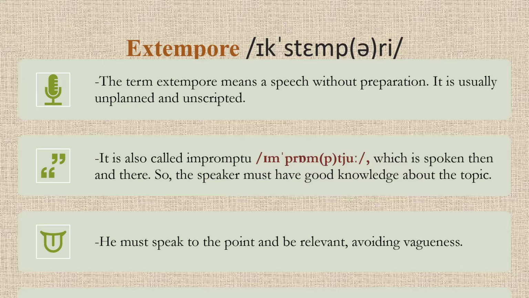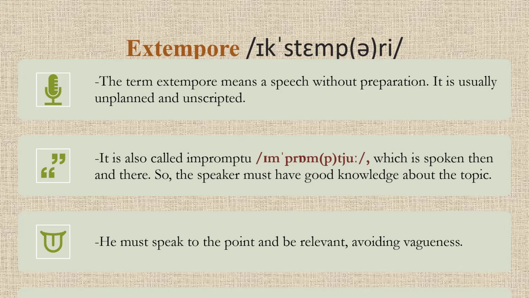Dear friends, this is also called impromptu. Pay attention here to how to pronounce this word. We have to pronounce this P and this P both. Look at it. Impromptu. Once again, impromptu. Which is spoken then and there. Same thing is there. Then and there means on the spot you speak, or on the spot we speak.